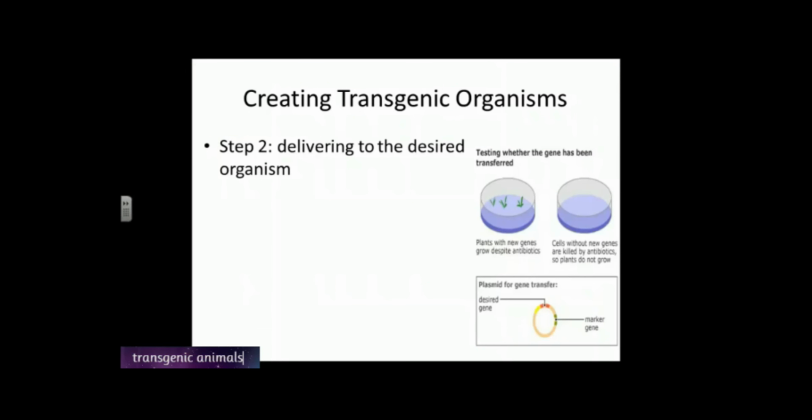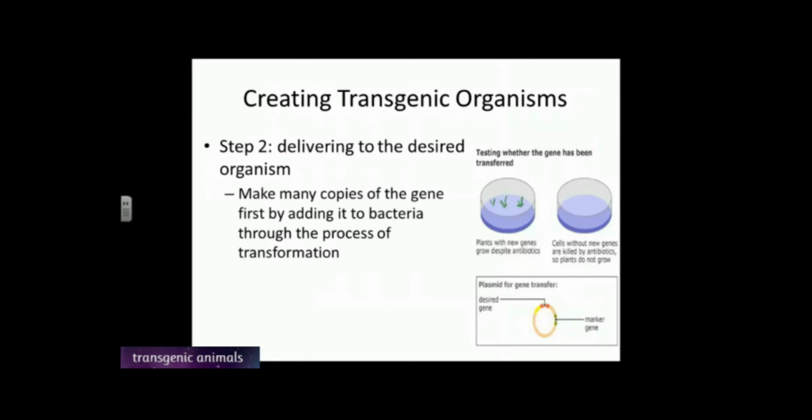Step 3 is delivering the DNA to the desired organism. So we're going to take this gene for large hands and deliver it to the humans so that the humans have really large hands so that they can fly. But the first thing that we want to do when delivering it to a desired organism is to make a lot of copies of this little plasmid, because humans have a lot of cells and we want to infect all of them.